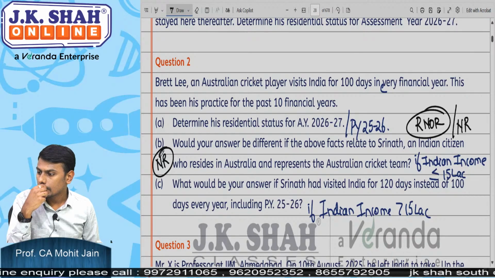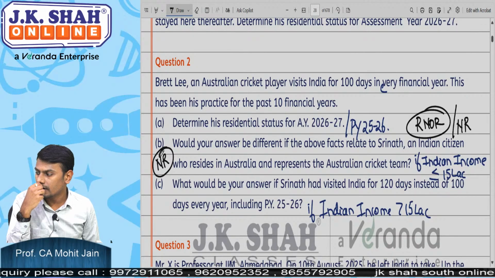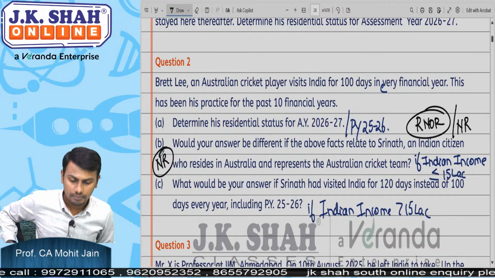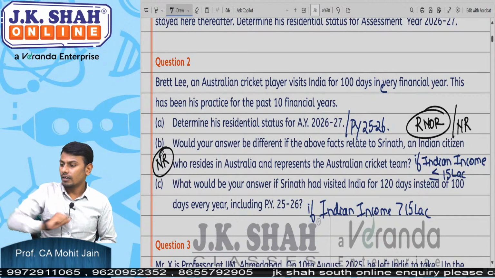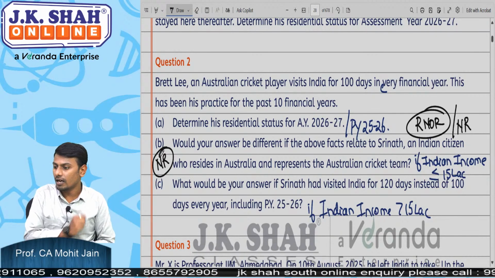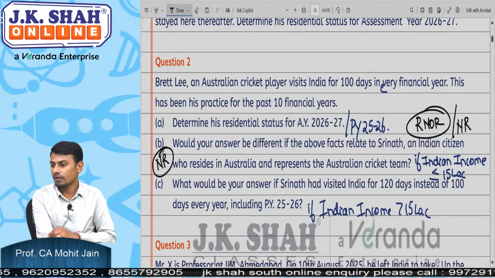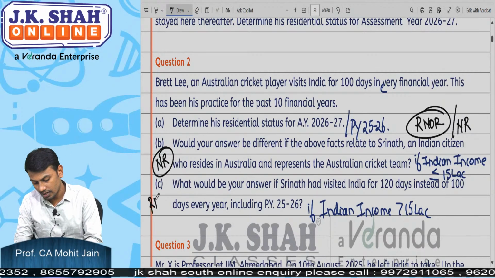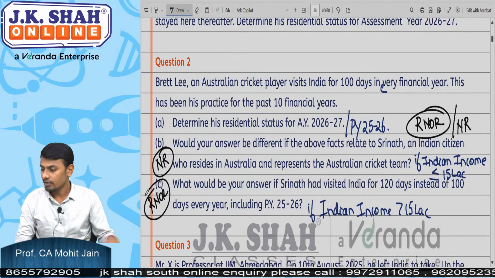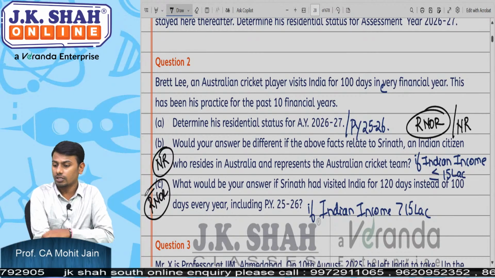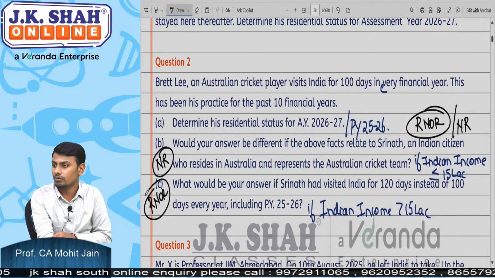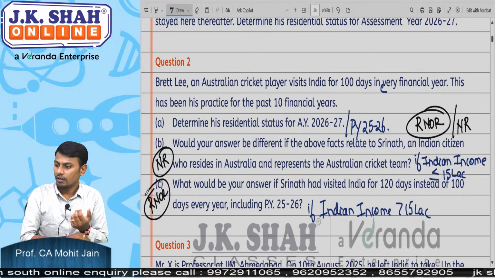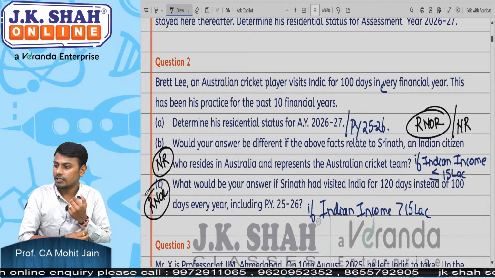Third one, anyone got the answer for the third one? People are saying RNOR again. Some people are saying RNOR. Any other answer? For case 2, I've got very few answers. Case 2 NR, third case RNOR.